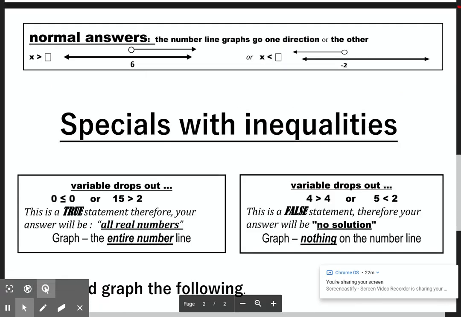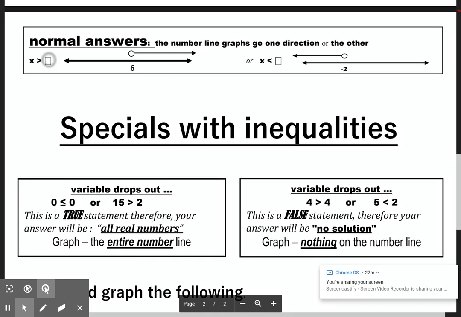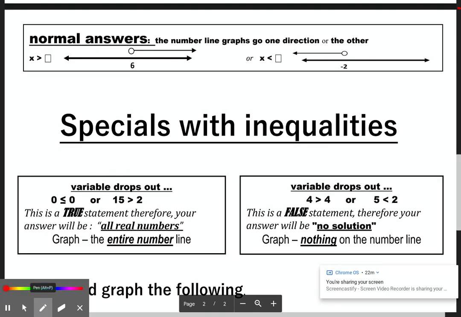Okay, so here on the back side, we're going to work with specials with inequalities, but let's just go over what a normal answer looks like with inequalities. The number line graphs go one direction or the other. So in this situation, this would be x is greater than 6. And then over here, this would be x is less than negative 2. So those are the normal answers that we have been working with.